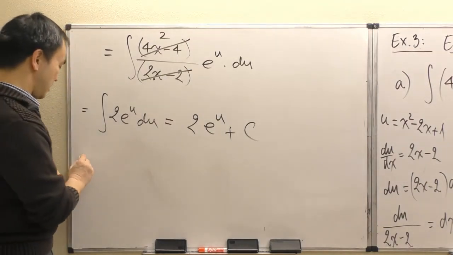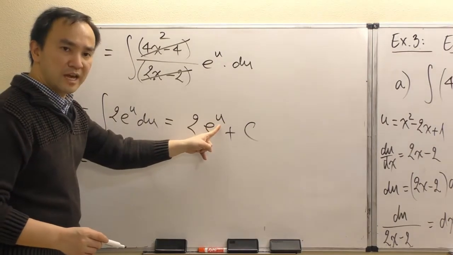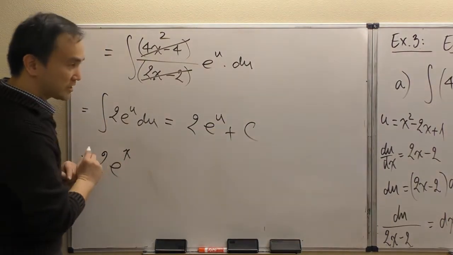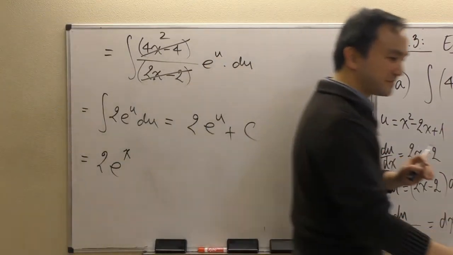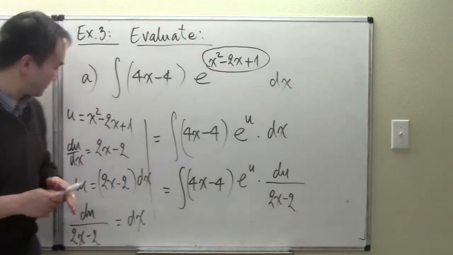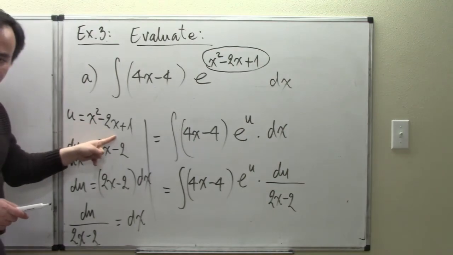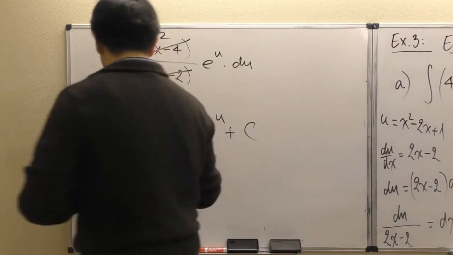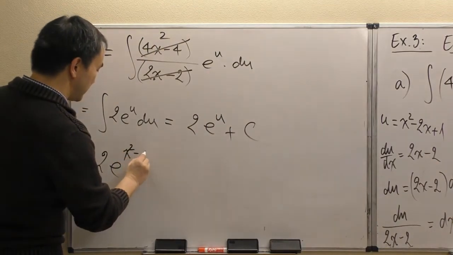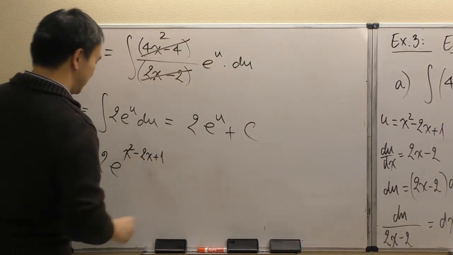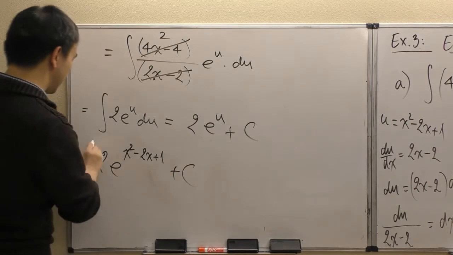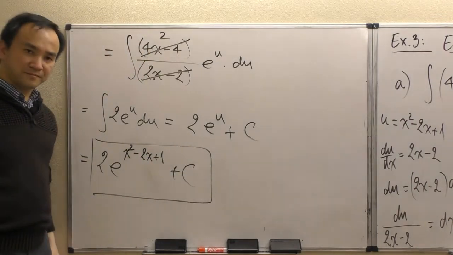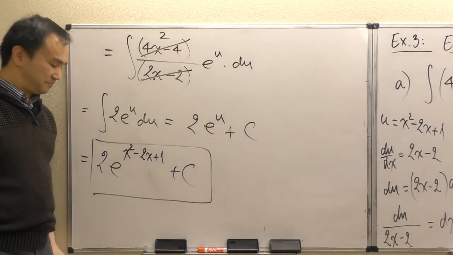Okay, and now we can't just stop with the answer in terms of u. So 2 times e to the, what did we substitute for? We substituted x squared minus 2x plus 1. Okay, and so in that way, let's continue. x squared minus 2x plus 1. Okay, this is our final answer. All right, this is our final answer.